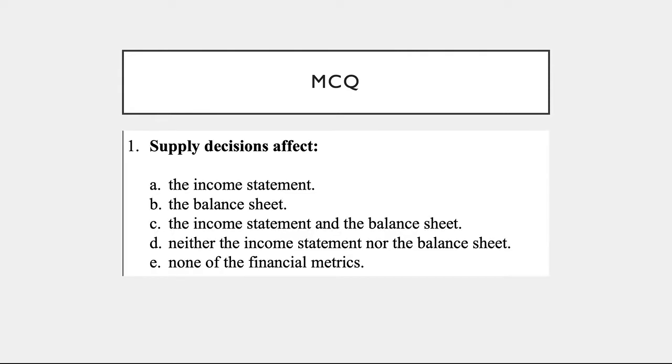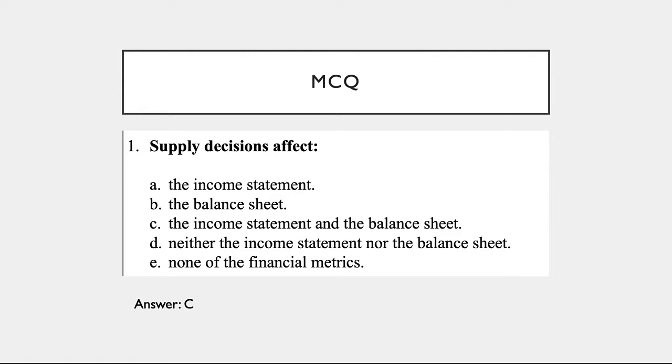By the MCQ, or multiple choice questions. The first question is: supply decisions affect the income statement, the balance sheet, the income statement and the balance sheet, neither the income statement nor the balance sheet, none of the financial matrices. So of course the answer is C.